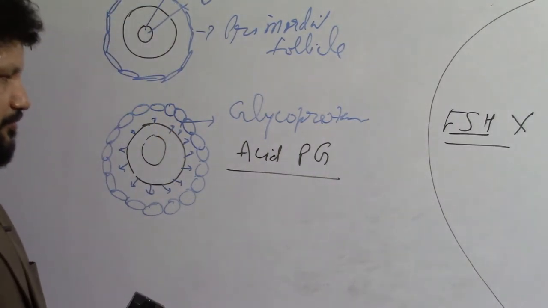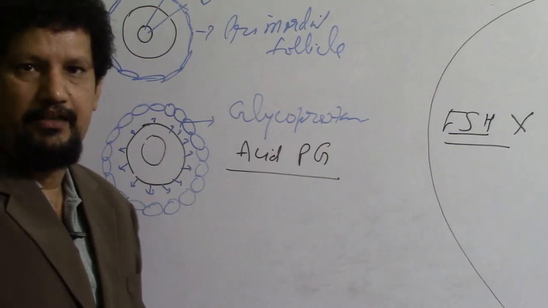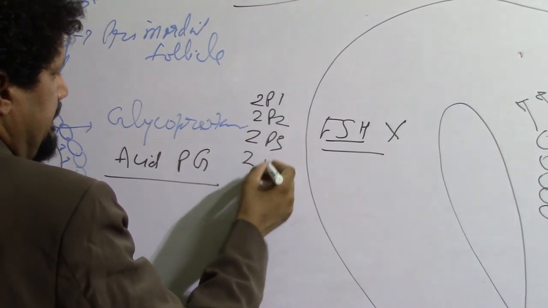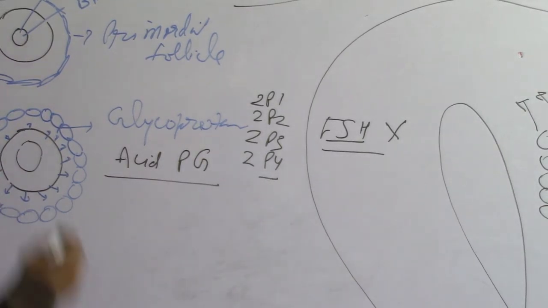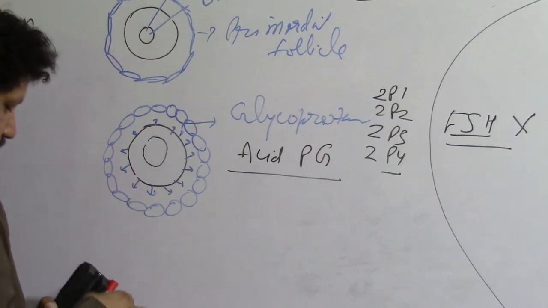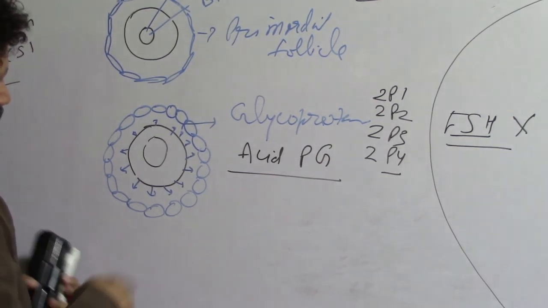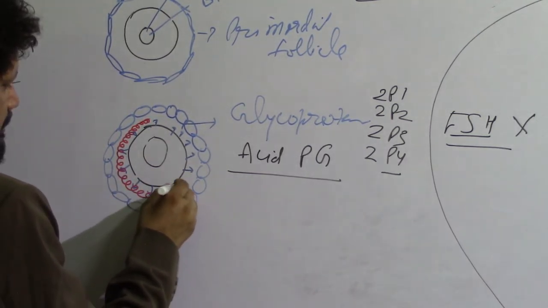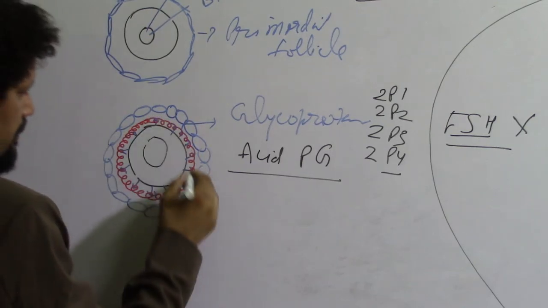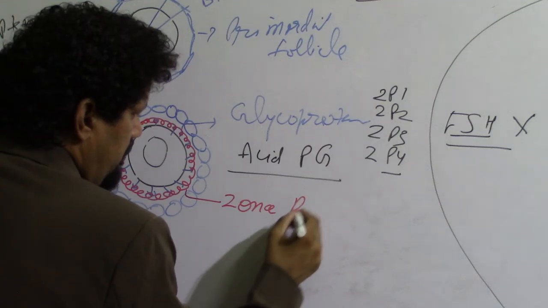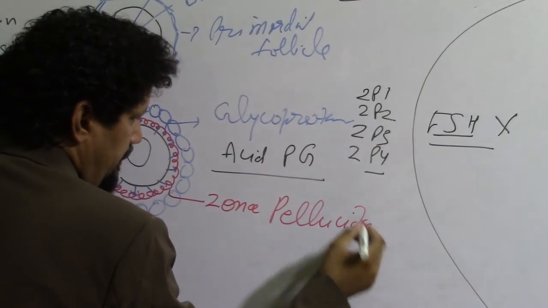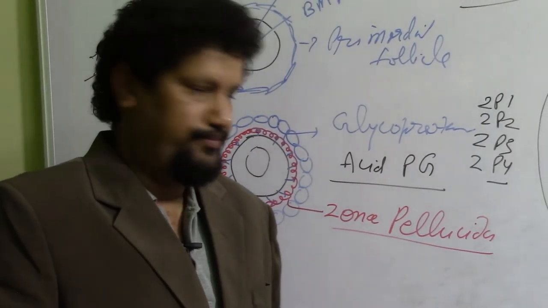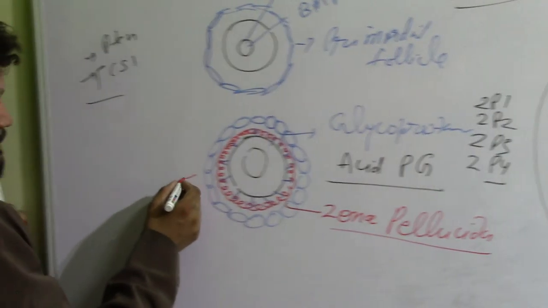There are glycoproteins; in human beings these are known as ZP1, ZP2, ZP3, and ZP4. This amorphous homogeneous chemical, which is secreted inside the follicular cells and outside the primary oocyte and the vitelline membrane, is known as the zona pellucida. This zona pellucida plays a critical role in fertilization and implantation of the developing embryo. This follicle is known as a growing follicle.